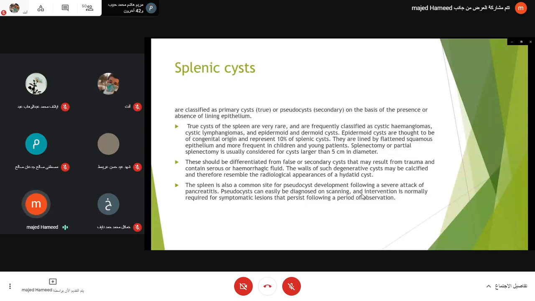The spleen is also a common site for a cyst developed from a severe attack of pancreatitis. Pseudocyst can easily be diagnosed on scanning, and intervention is normally required for symptomatic lesions that persist following a period of observation.